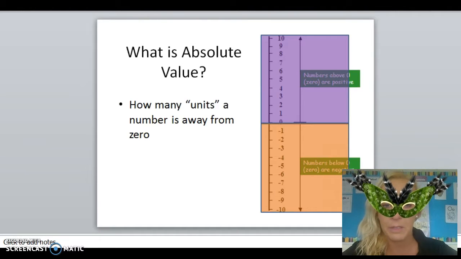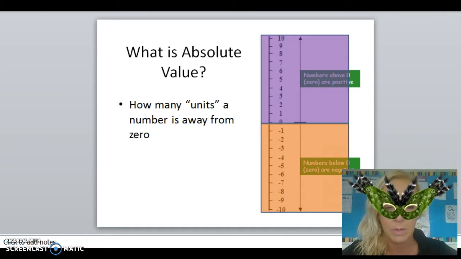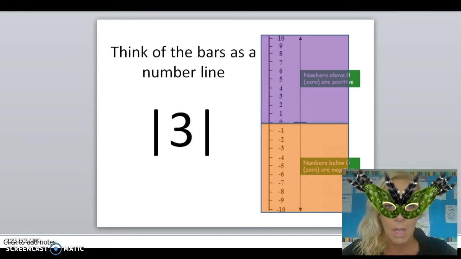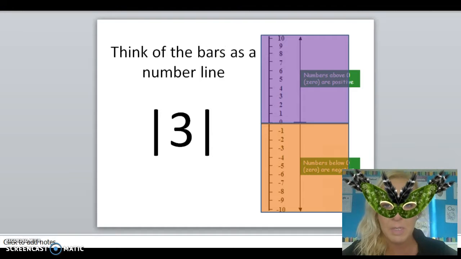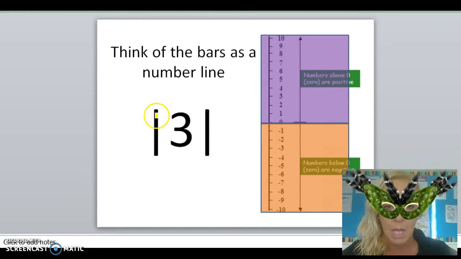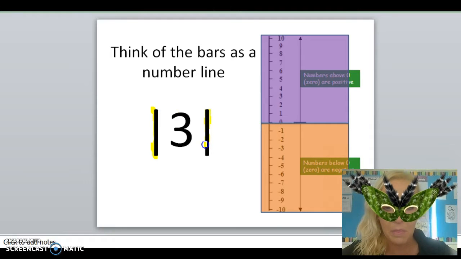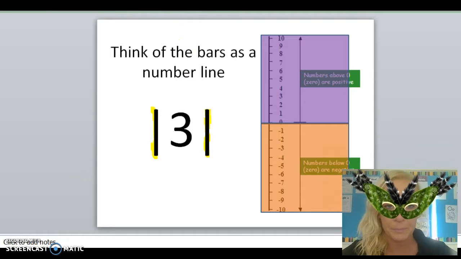So what is absolute value? Absolute value represents how many units a number is away from zero. Absolute value is symbolized with these bars. So anytime you see those bars, they represent the absolute value of a number. They're not ones. Sometimes kids get them confused with ones, but they're bars. They're a little bit thicker and usually a little bit longer than the number.